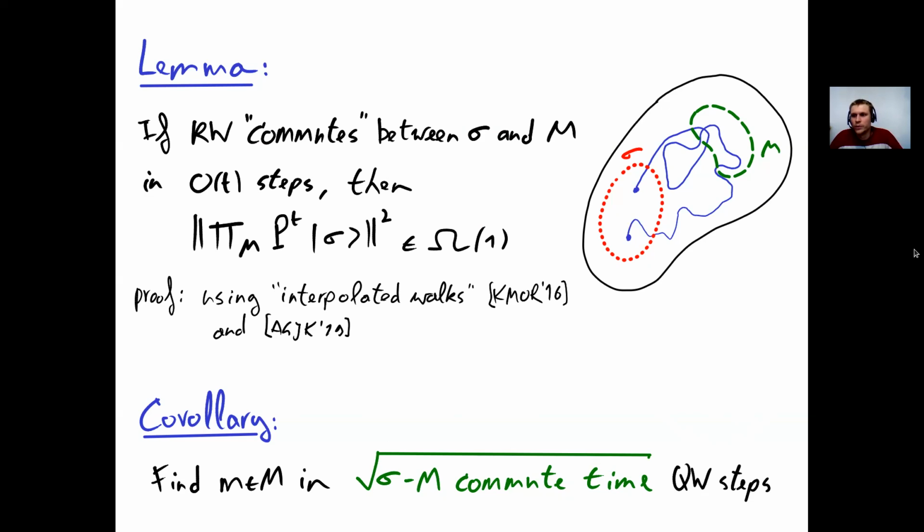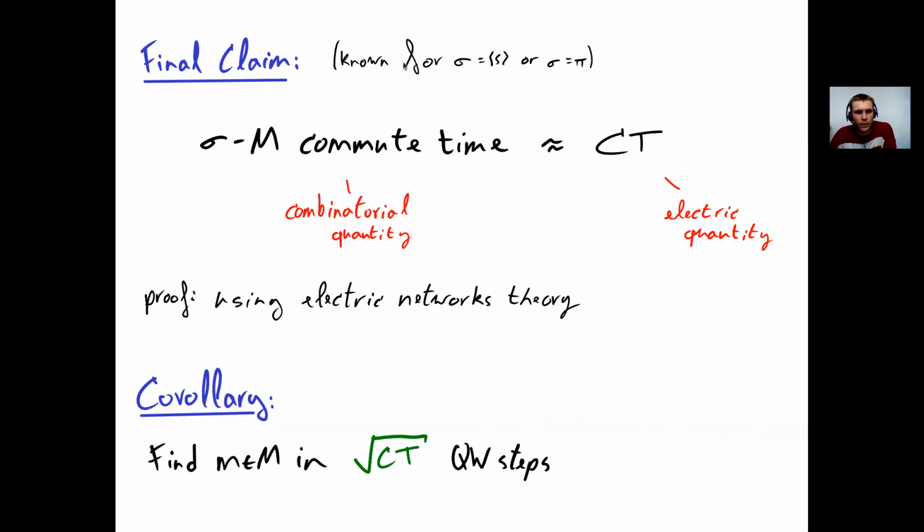Now, this is not quite what we wanted, because there was this initial work by Belovs who showed that not only can we get a quadratic speedup on the combinatorial commute time, but he used this electric networks quantity. So for that, we used the second claim, which was known for special cases only, that this combinatorial quantity called the sigma m commute time that I just defined is approximately equal to this generalized commute time, which is an electric quantity. I will use electric networks theory to prove that.